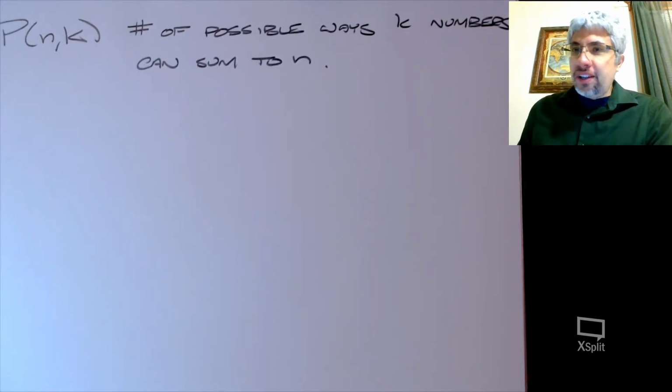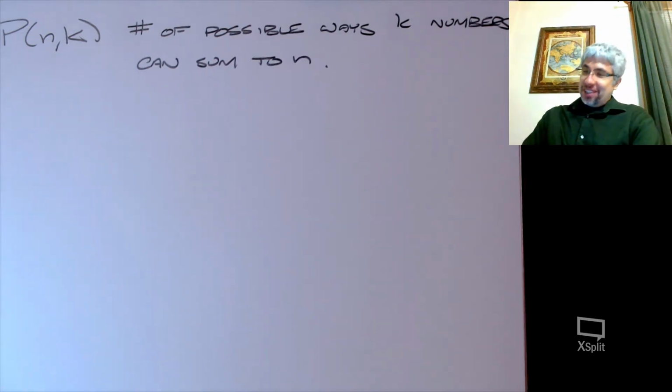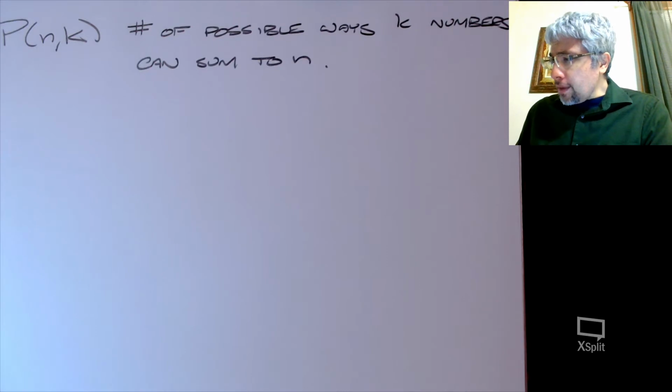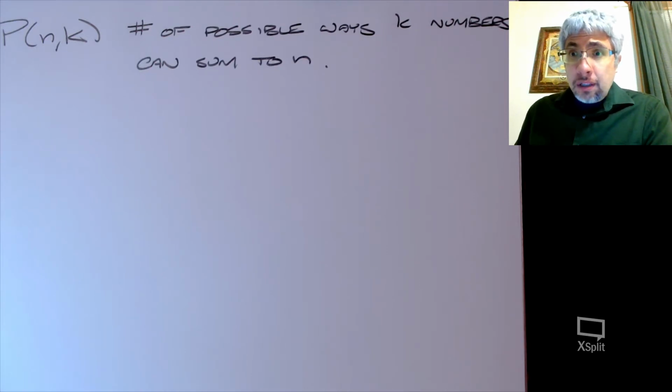Otherwise, you get infinity. If you wanted to get to 3, you could get 3 and 0, or 4 and -1, or 5 and -2. That wouldn't make any sense. That would be a silly definition. So the numbers, we're not making them distinguishable or anything. We just want to know the number of ways that k numbers can sum to n.